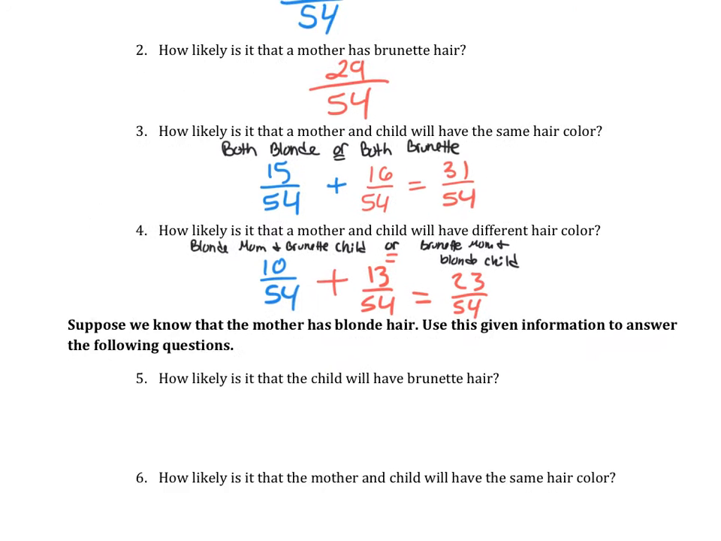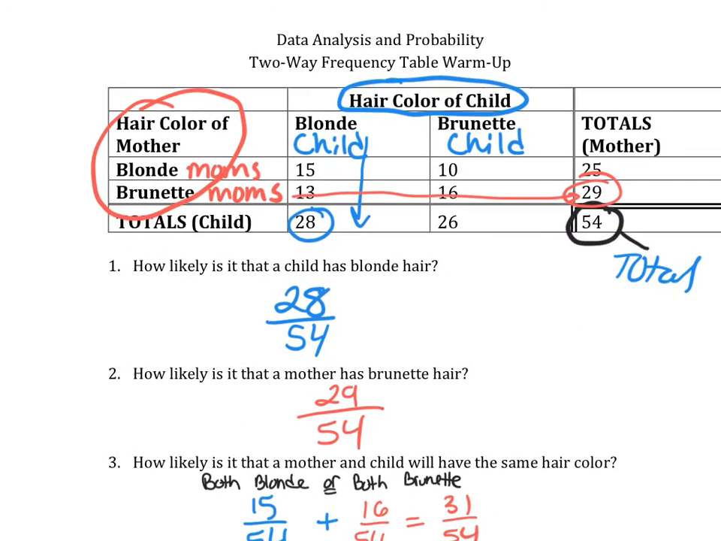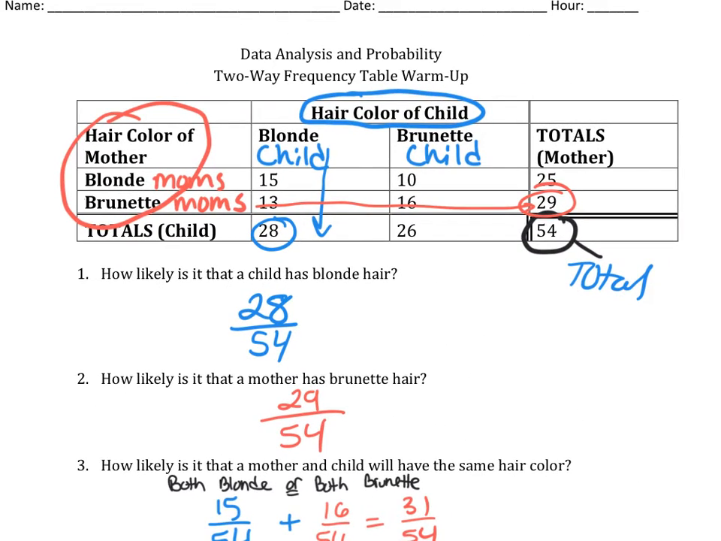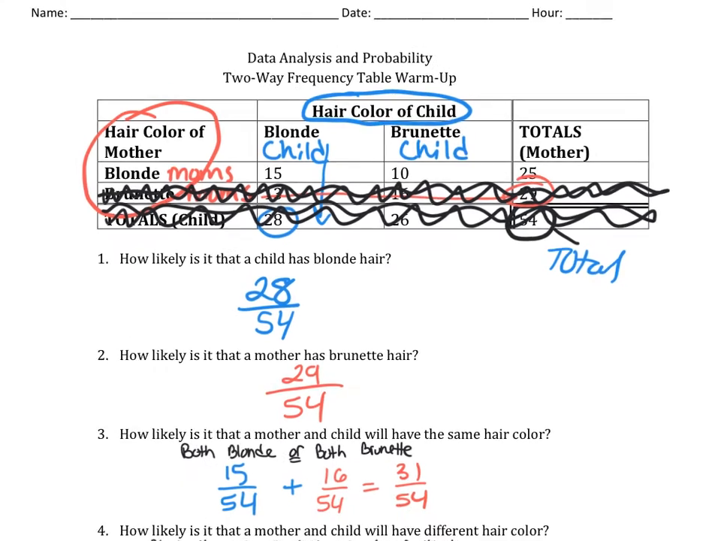Okay. So now the last one. Now suppose we know that the mother has blonde hair. Use this given information to answer the questions. So now we are given some information. Our mom has blonde hair. She does not have brunette hair, which means I don't care about the brunette mom row anymore. I only care about the blonde mom row. I don't even care about these totals because I'm eliminating part of it. I know mom has blonde hair. That's the only stuff I'm going to be looking at for the rest of the questions.